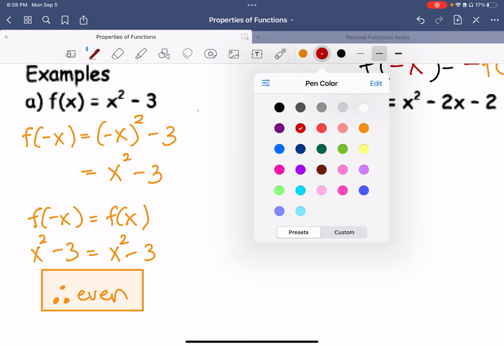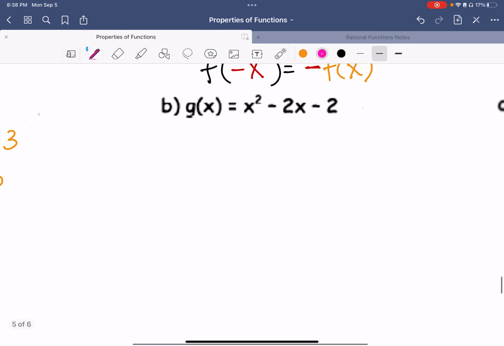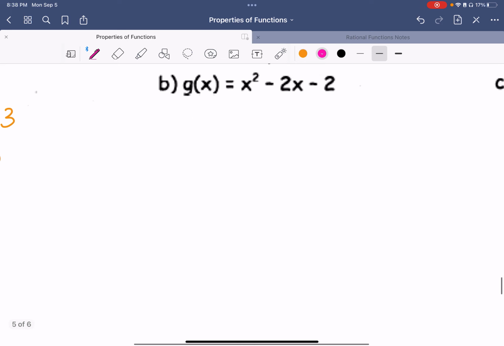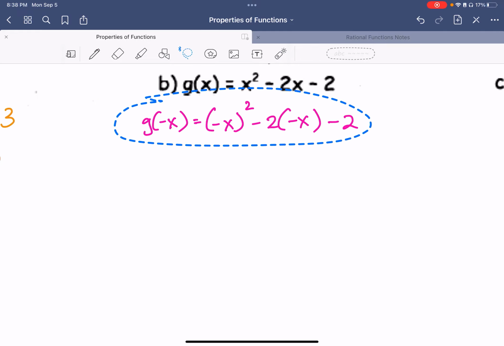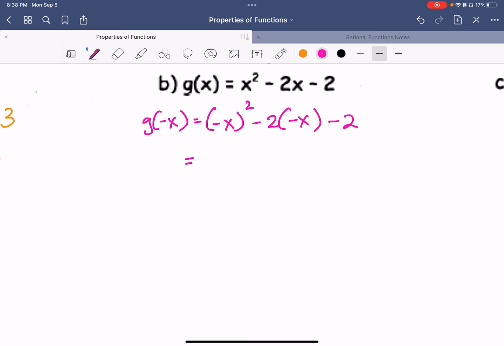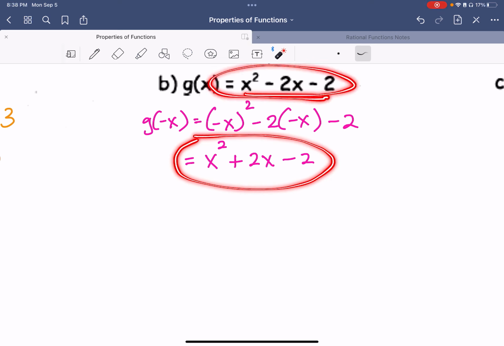So here I have g of x. Again, every x that I see, I'm going to replace with a negative x. So g of negative x is equal to negative x squared minus 2 times negative x minus 2. Make sure you're putting all of your negative x's in their own set of parentheses. Negative x squared is positive x squared. Negative 2 times negative x is positive 2x, and then bring down your minus 2.